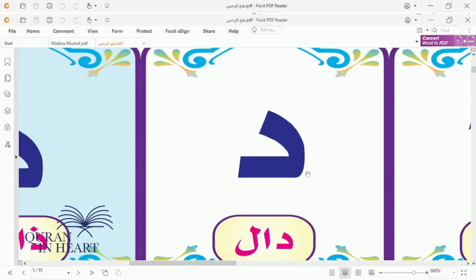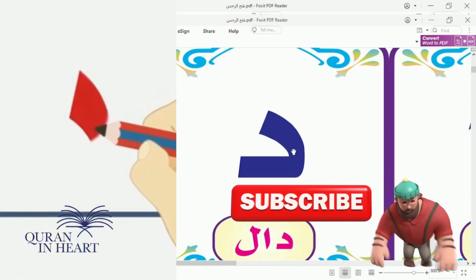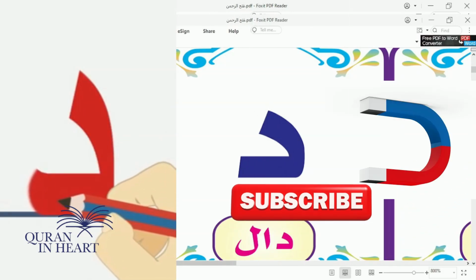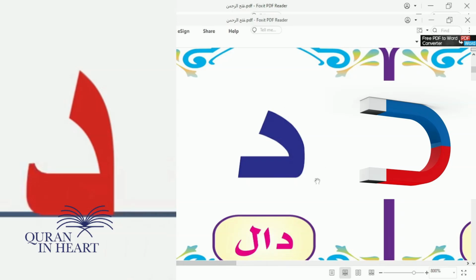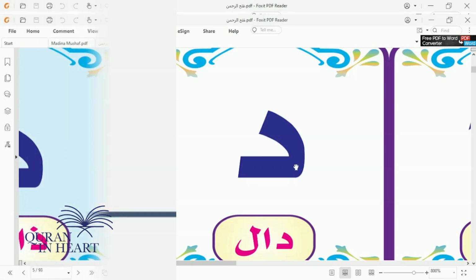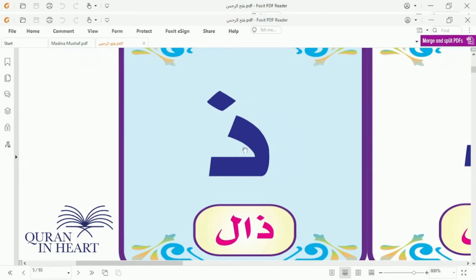The first one we have today is the letter Dhal. Notice, we can use our imagination to say maybe Dhal is like a magnet or something. This is his name, Dhal. Please repeat after me with a loud voice, so that you can hear yourself. Dhal. This letter is called Dhal.